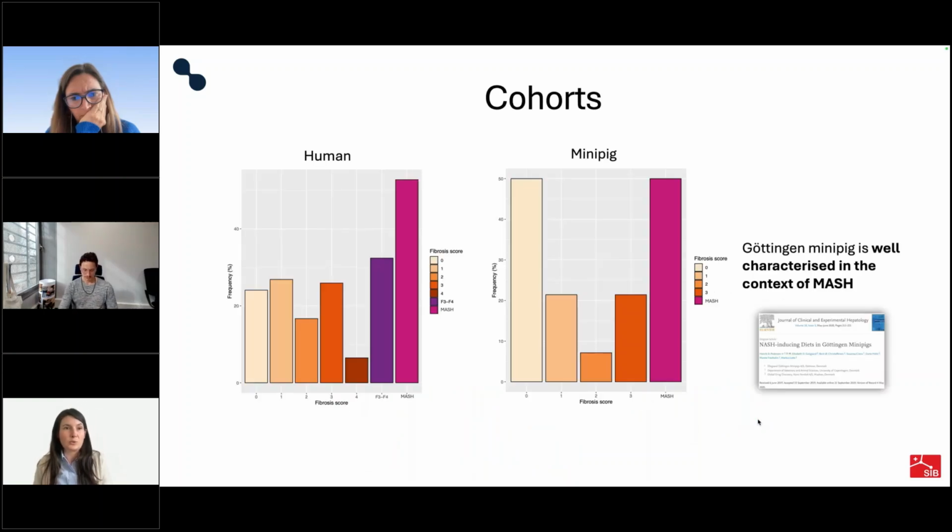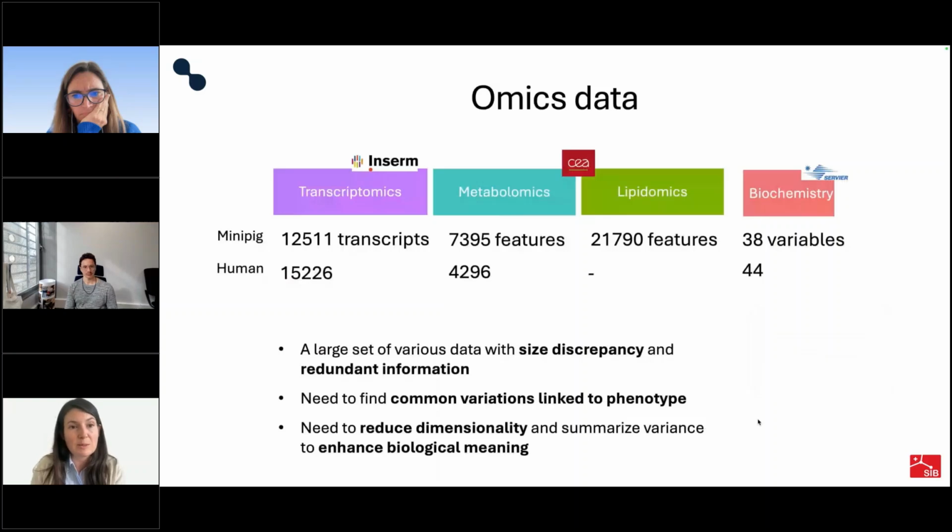So in this study, we focus on a clinical cohort and a mini pig model, which was shown to recapitulate quite well the main phenotypes from MASH. In both populations, we see varying degrees of MASH and also fibrosis stages. We aim to integrate transcriptomics and metabolomics data with laboratory measures, and additionally for mini pig, lipidomics profiles were also measured, and so we integrate those as well.